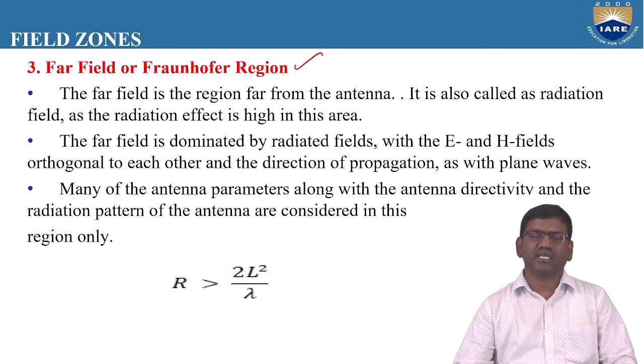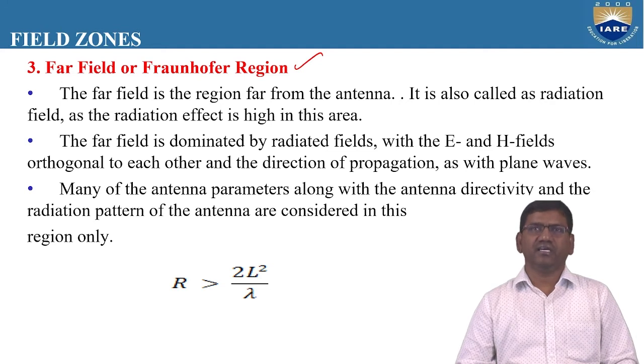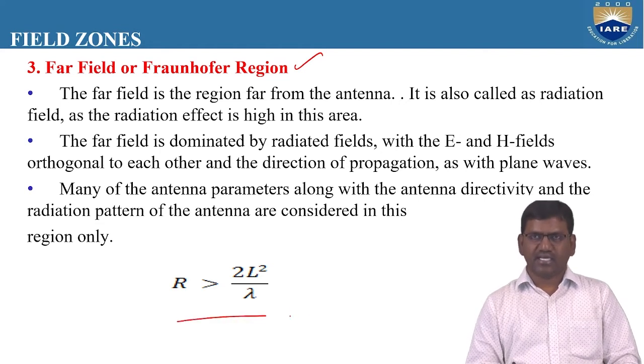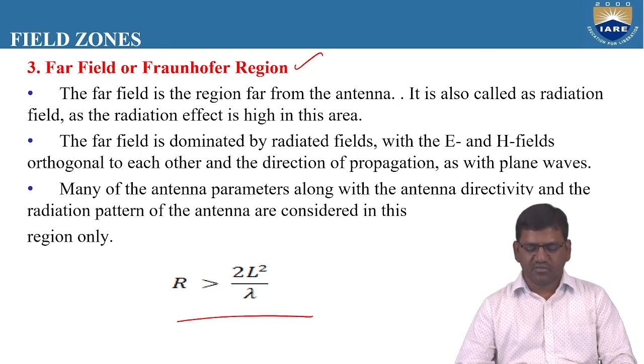Most of the parameters like gain, directivity, effective length, beam width, and beam efficiency, all these parameters of the antenna we can calculate only in the far field region, rather than in the first zone and the second zone. The current distribution, the directivity, or the maximum radiation intensity can be observed in the far field region only. This is the basic condition where the far field exists: R must be greater than 2L square by lambda.